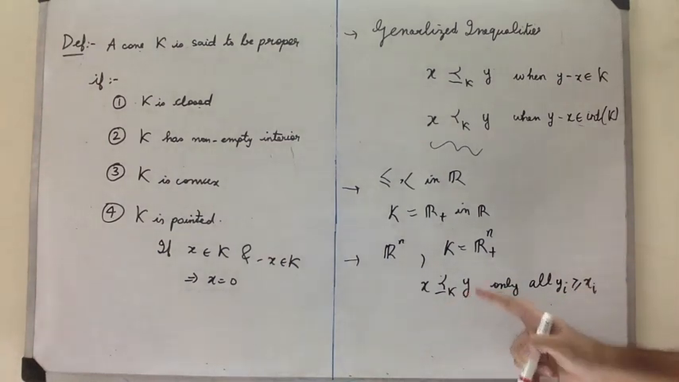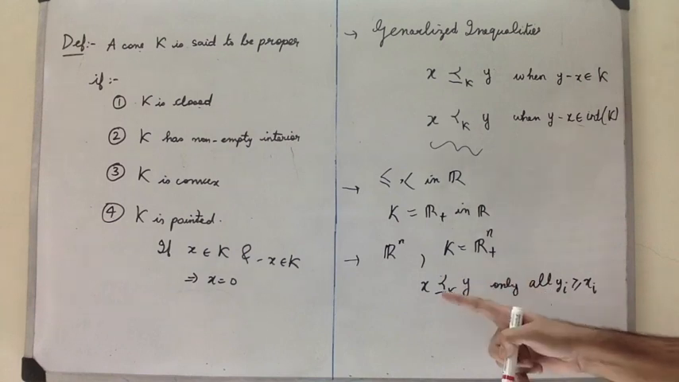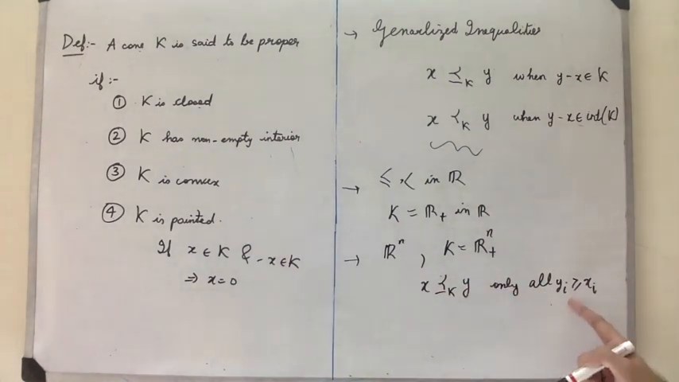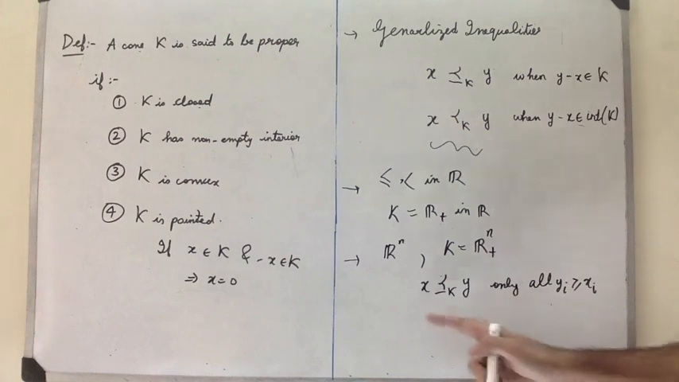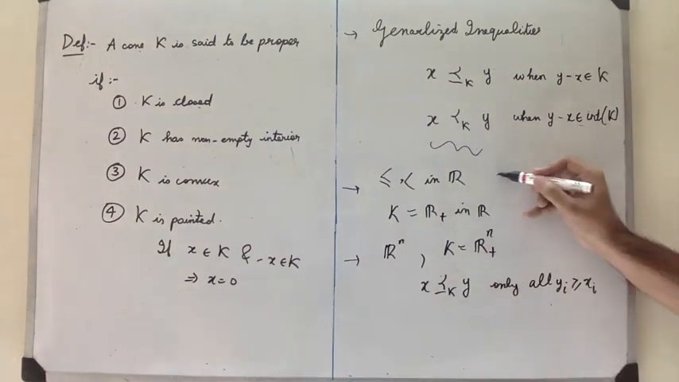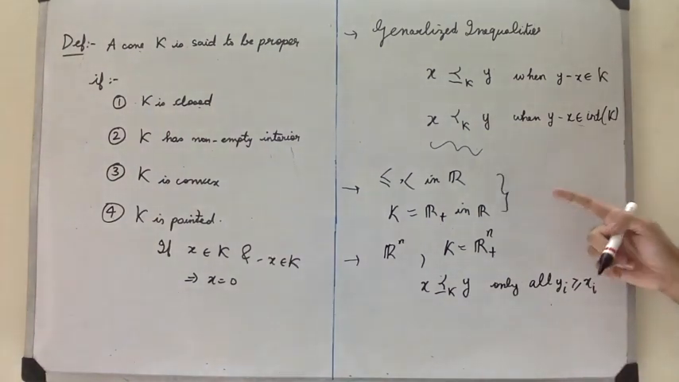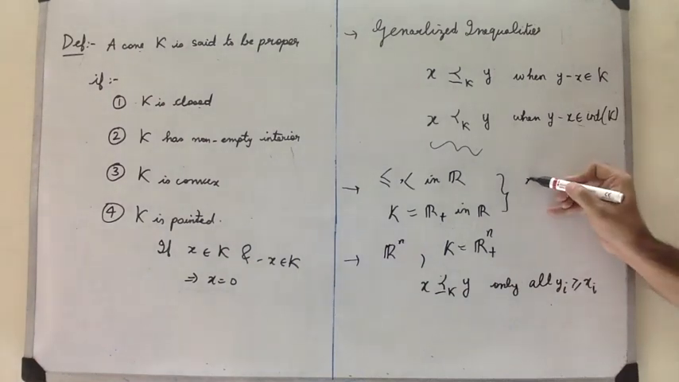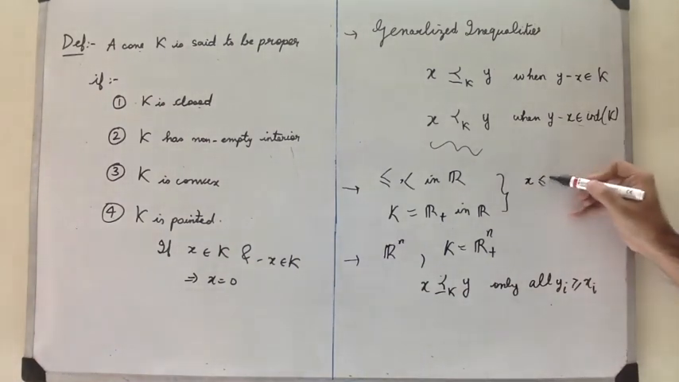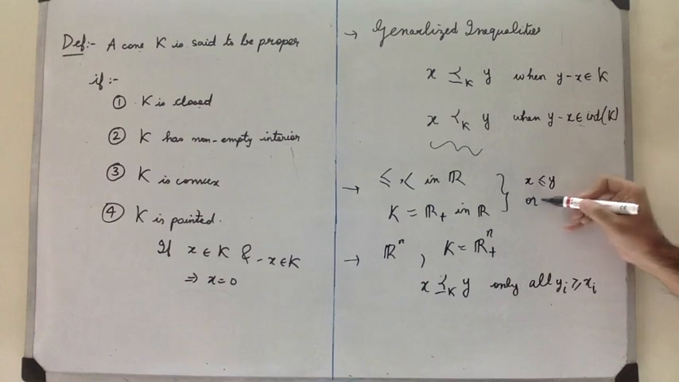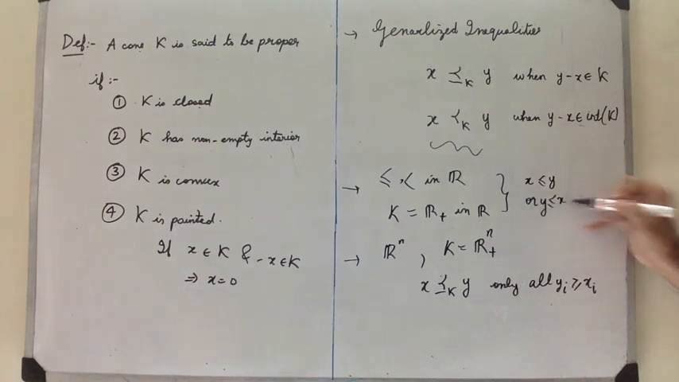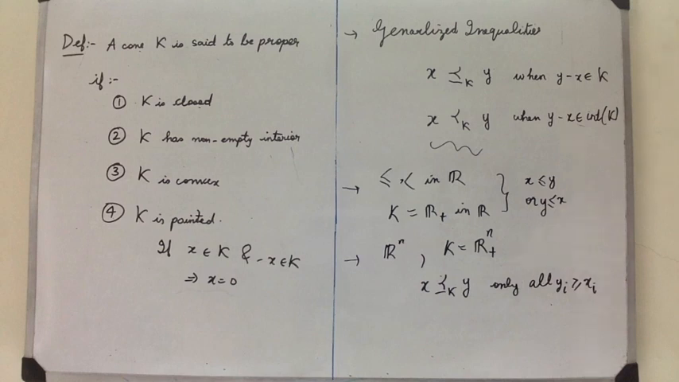For example, if some coordinates of y are greater than that of x and some components of y are less than x, then they are not comparable. However, in R, there's this property that all elements x and y are comparable. Either x less than or equal to y or y less than or equal to x. This property is not satisfied for other generalized inequalities. We will now look at some of the properties of generalized inequality.